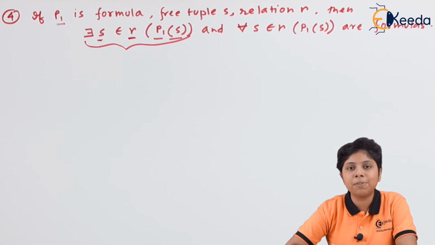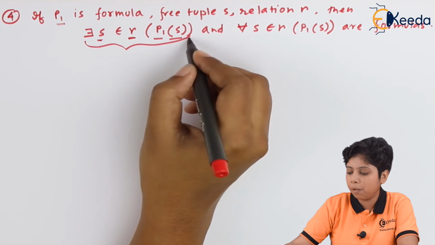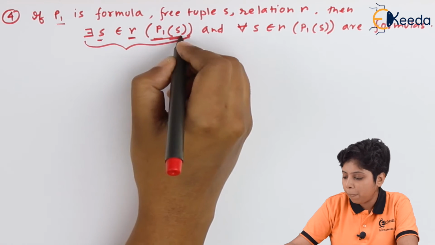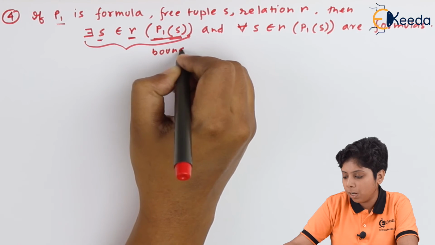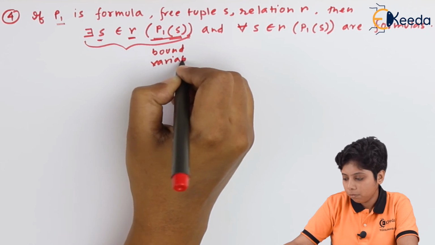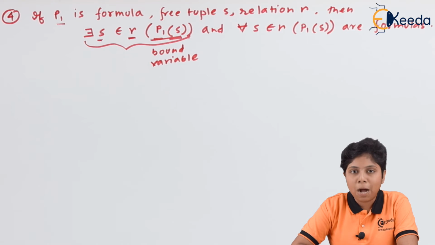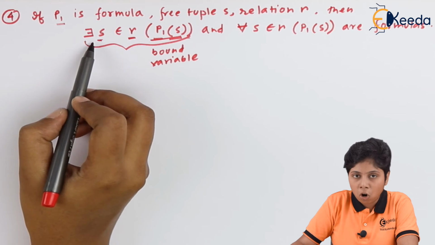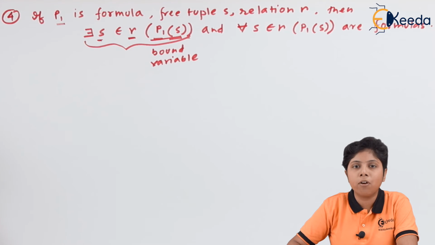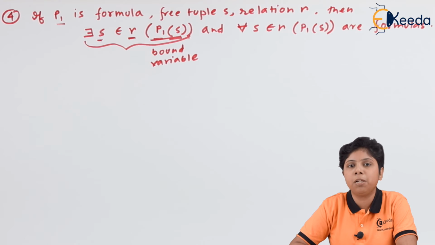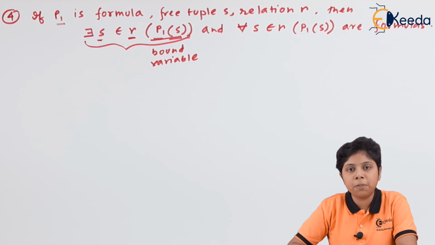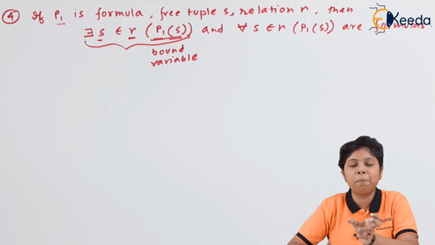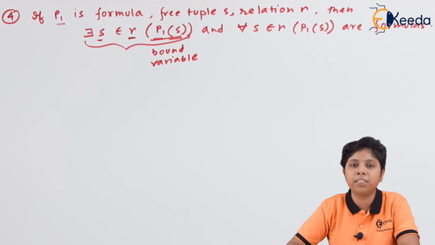We know that the free variable is not checked against any of the predicates. Now if we check against a predicate on a tuple, then we say that the tuple becomes a bound variable. So now my P1 of S is becoming a bound variable. So for this bound variable, we are checking for all S that belongs to R, and also there exists a single S that belongs to R. So if there is a free tuple, we can check a predicate against it, make it a bound variable and say whether that bound variable exists on that particular table or not.